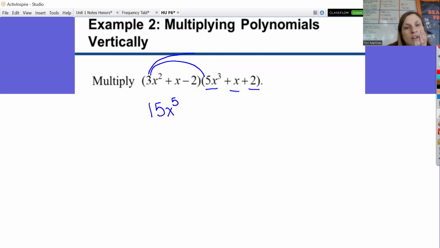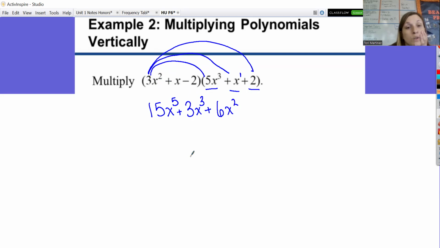Then I'm going to take 3x squared times x. 3 times 1 is just 3, so positive 3. I have x squared and I'm multiplying it by x to the first power, which is x cubed. And then 3x squared times positive 2 gives me positive 6x squared.